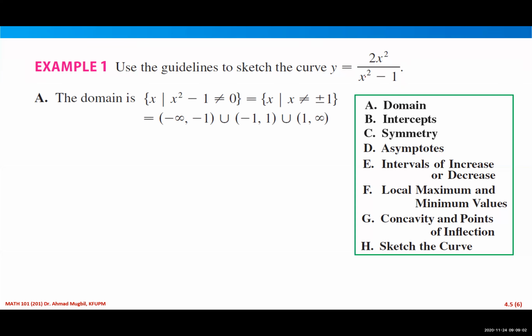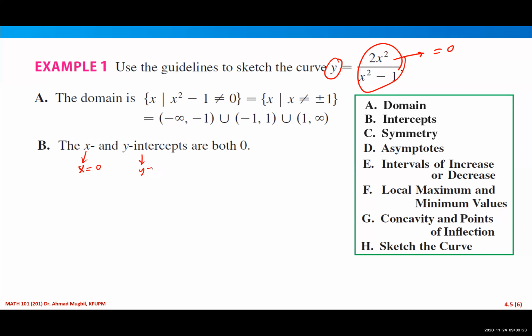And for the x-intercept, y equals 0. So this equals 0, which means the numerator is 0. The numerator is 0 when x is 0. So both the x-intercept and the y-intercept are 0. So here it means that the x-intercept is x equals 0 and the y-intercept is y equals 0, which means (0, 0), the origin, is both the x-intercept and the y-intercept.